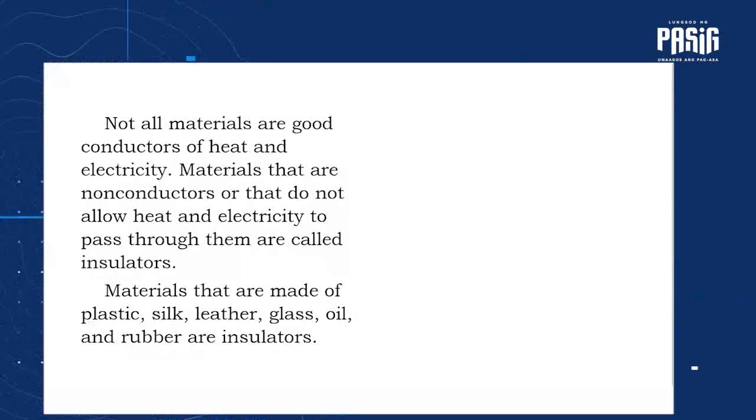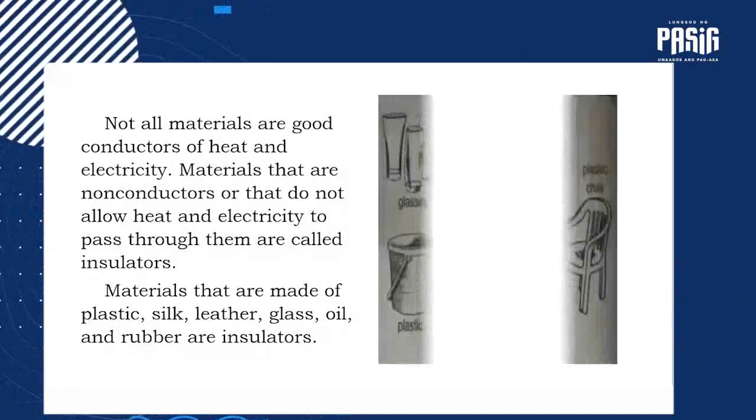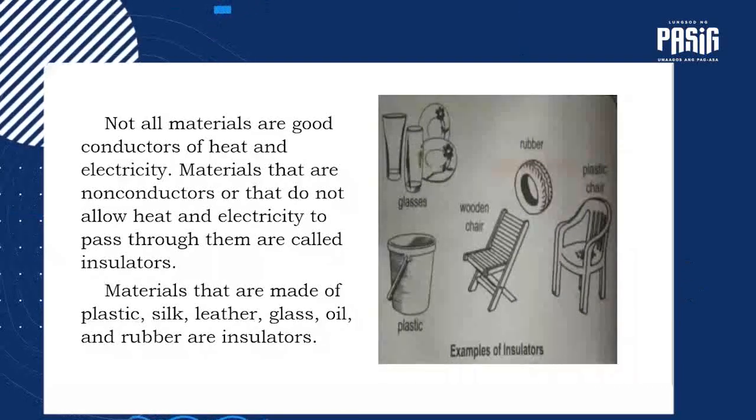Materials that are non-conductors or that do not allow heat and electricity to pass through them are called insulators. Materials that are made of plastic, silk, leather, glass, oil, and rubber are insulators. Look at the examples of insulators.